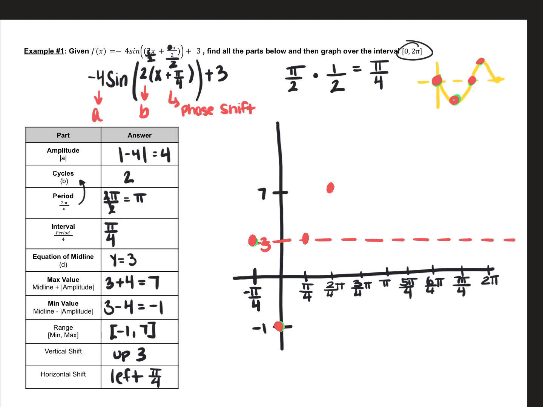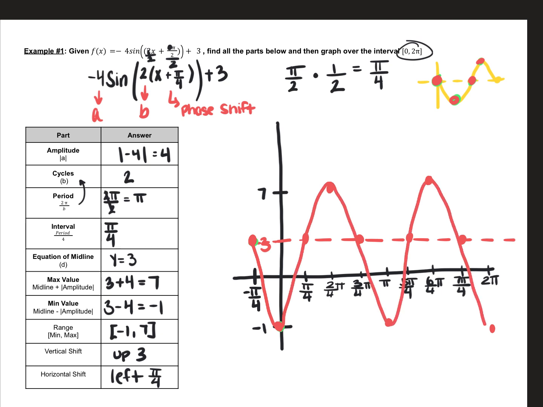And we keep going. And then we're going to go down to our midline, down to our minimum, and then follow the pattern just as we've been doing. So we go down, up, up, down, up, up, down. And that's it. That is my graph with a horizontal shift.